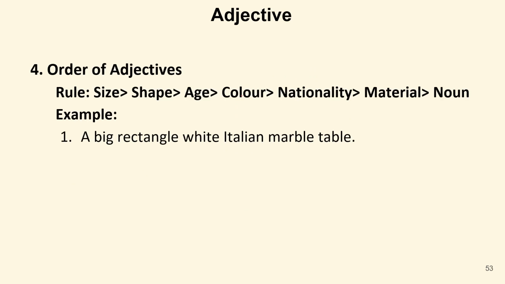So order of adjectives: first we need size, then shape, age, color, nationality, material, then noun. A big rectangle, white Italian marble table. Now in this sentence we can see that big is a size, rectangle is a shape, white is color, Italian is nationality, marble is material. According to the sequence, it should be size, big, rectangle or rectangular, white Italian marble table. So this is in the same sequence. We can learn it like this: SACNM.